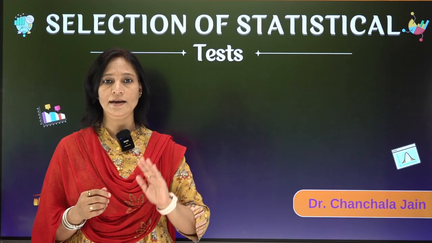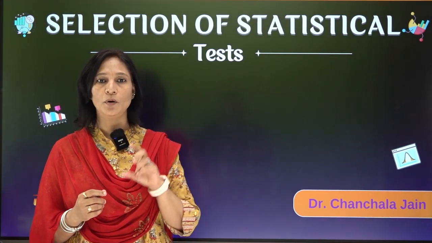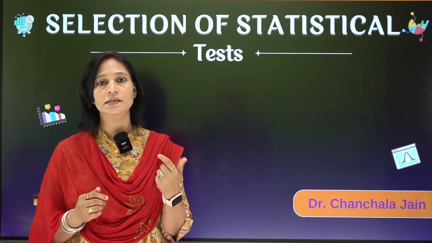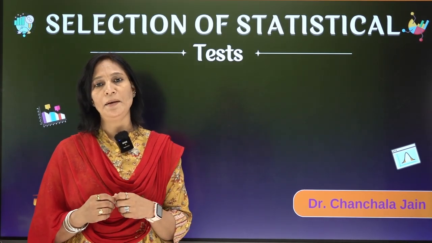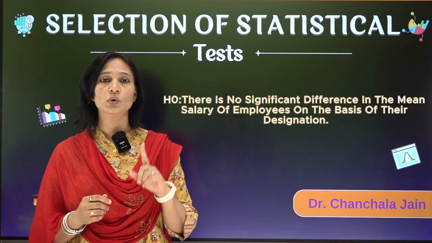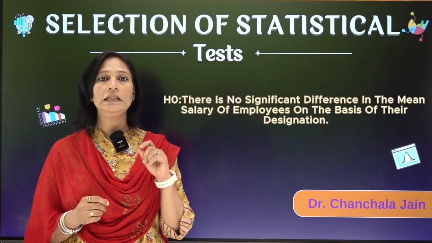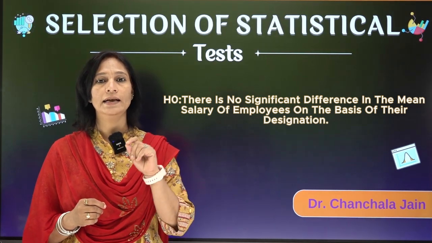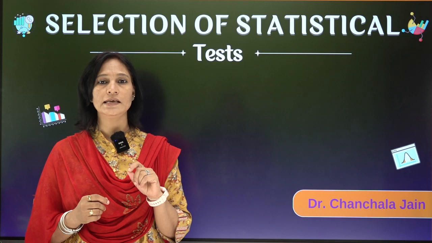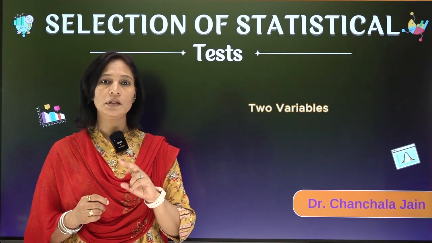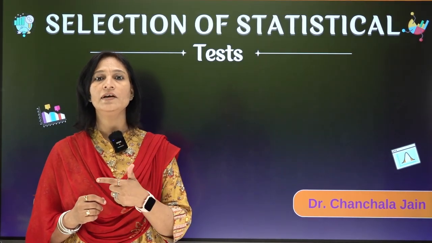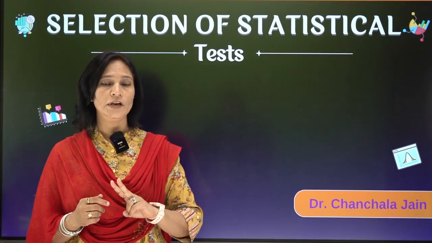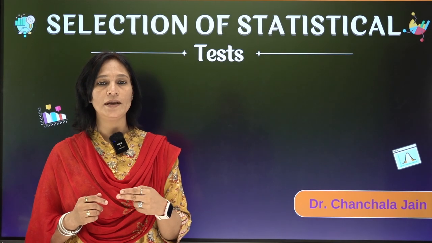This way we have identified in which case we will apply the independent samples t-test. Suppose I take a second example, and I say that there is no significant difference in the mean salaries of employees on the basis of their designation. Here again we have 2 variables. The first one is salary, the second one is the employee's designation. So we need to see the types of these 2 variables.